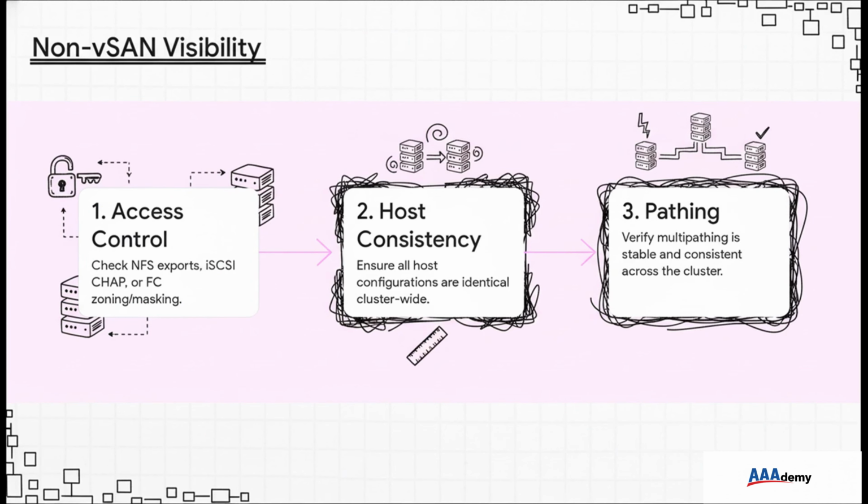For non-vSAN storage, this is your 3-step checklist right off the bat. Number 1, check access control. Is your zoning right? Are the NFS exports correct? Number 2, check for host consistency. Has one host drifted from the others? And number 3, check the pathing. Is the networking solid and consistent for every host?